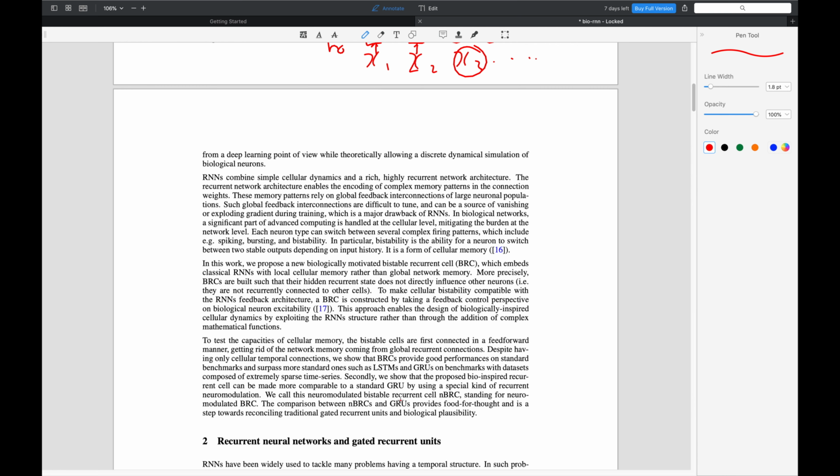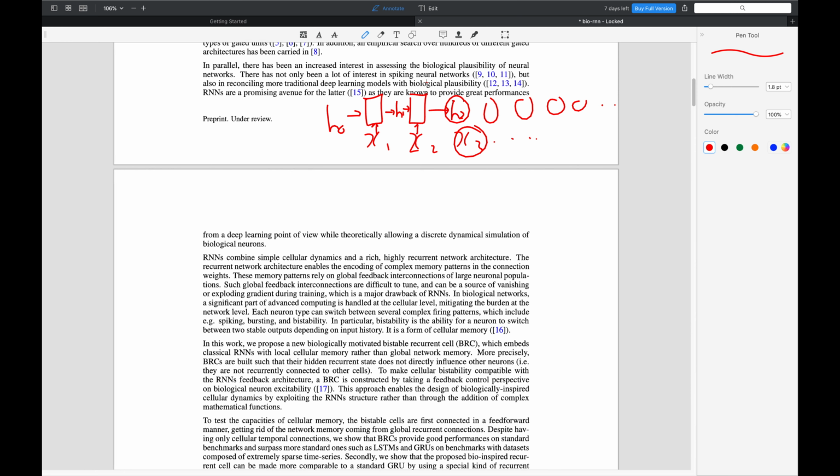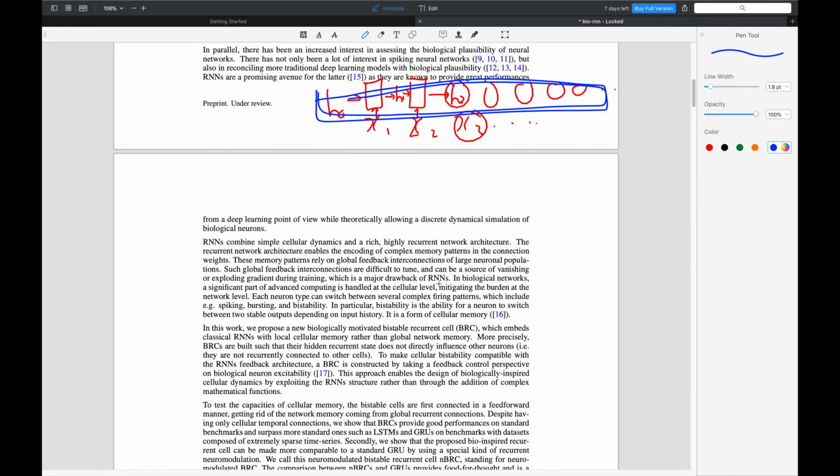But GRUs, LSTMs, and RNNs all have a similar problem, because their only source of memory is the global state of the network, where the hidden state is updated step by step. So you can think of RNNs as having a memory throughout the entire network. This is a problem because it's hard to optimize, and it's vulnerable to exploding or vanishing gradients.